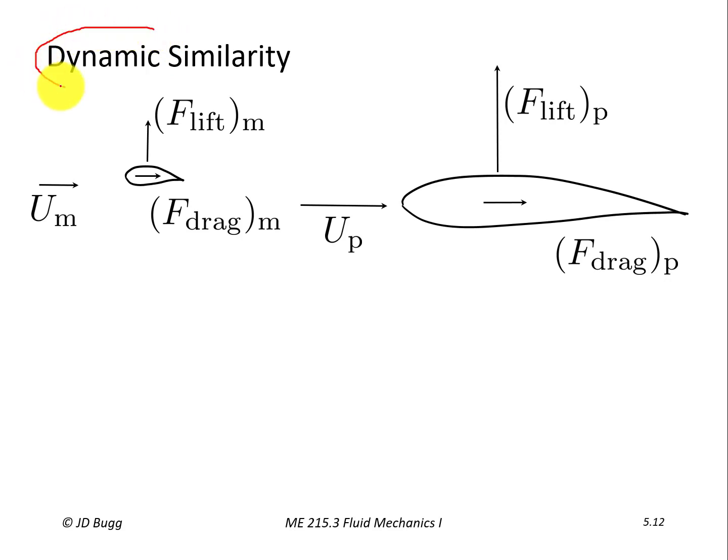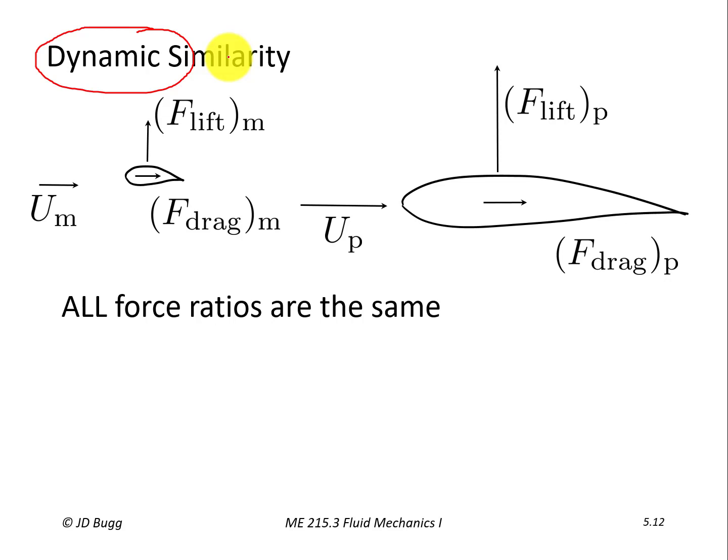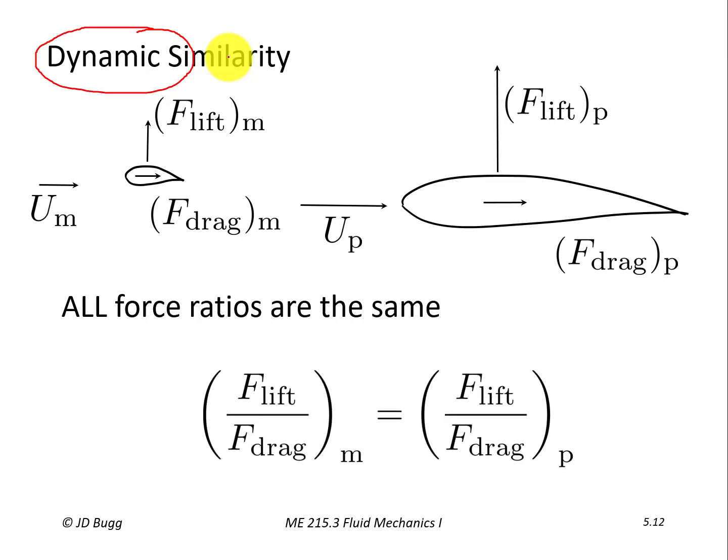Well, dynamic similarity is achieved when all force ratios are the same. So the lift force on the model divided by the drag force on the model must equal the lift force on the prototype divided by the drag force on the prototype. So measurements that we make of these forces on the model can be used to predict measurements of those forces on the prototype as long as we have similarity achieved. So that's an example of dynamic similarity.